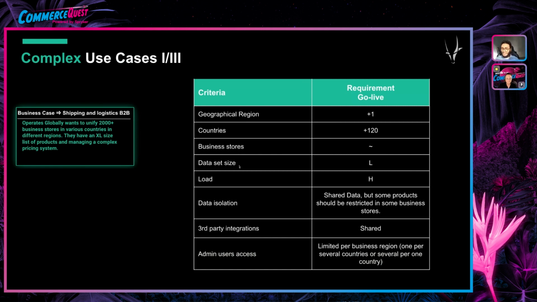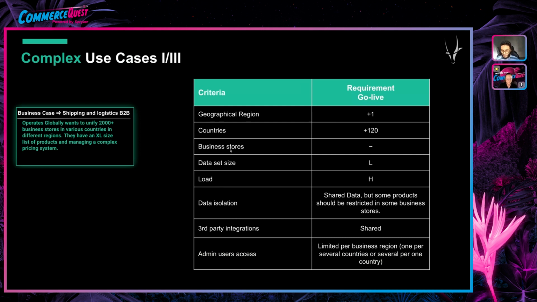The data set size is L. They said XL, so I'm not sure, so L. The load is high because they mentioned it's in various countries, a global company, and they have shipping and logistics with B2B, so they have big cart sizes. Data isolation is not clear, but let's say shared data, but some products should be restricted in some business stores, right? Third-party integrations shared, admin user access limited per business region, right?